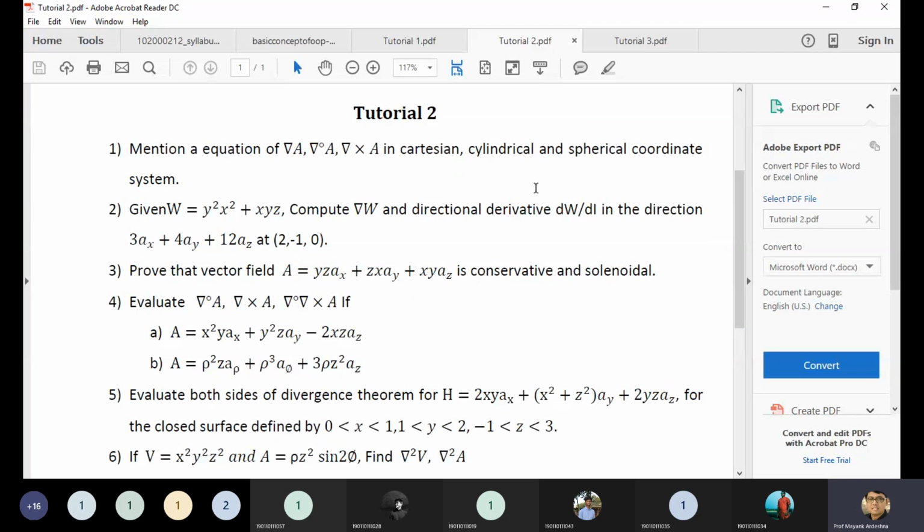Tutorial 2 is based on the three main components of vector analysis: the gradient of a scalar, the divergence of a vector, and the curl of a vector. This is the first question. They are asking you to mention the equations of the gradient of the scalar, the divergence of A, and the curl of A in three coordinate systems: circular cylindrical, Cartesian as well as spherical.